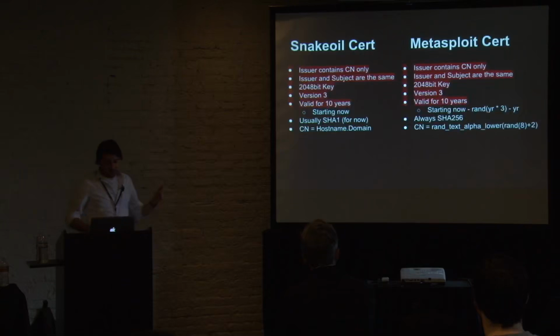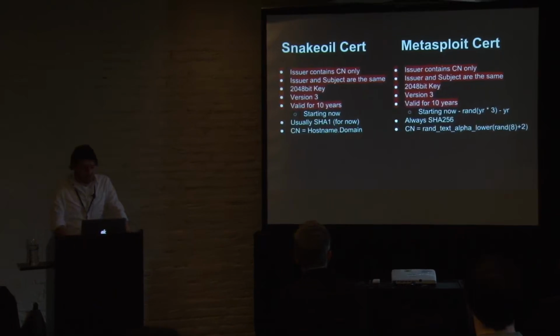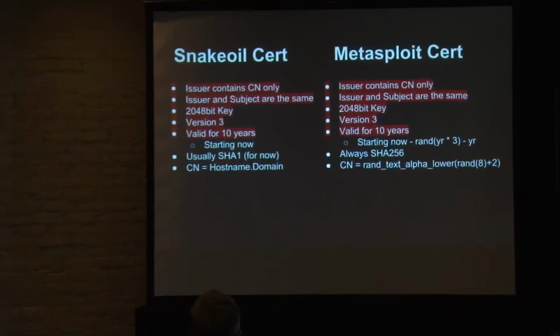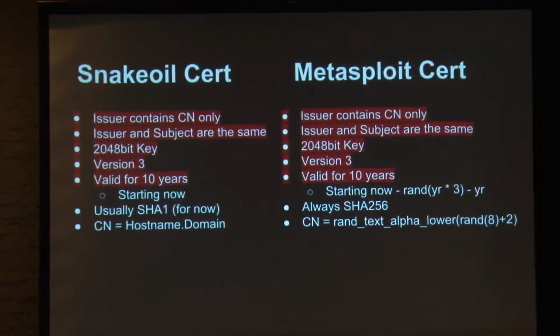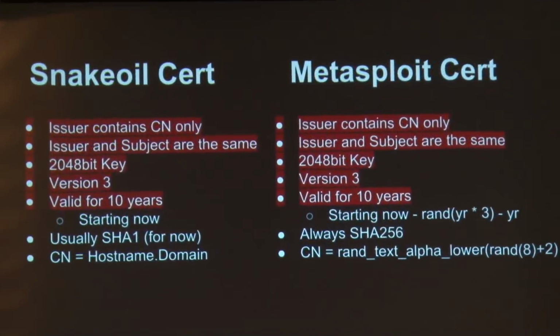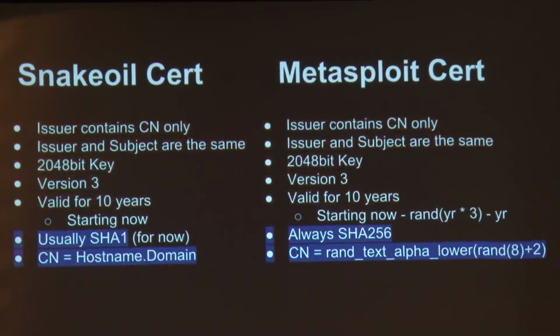And we can see the differences here. Everything in red is the same though. The issuer contains a CN only. The issuer and subject are the same. They're both 2048-bit keys, and they're both valid for 10 years. Though the snake oil cert is starting now as soon as you make it, and the Metasploit one randomizes that. But here are the main differences.